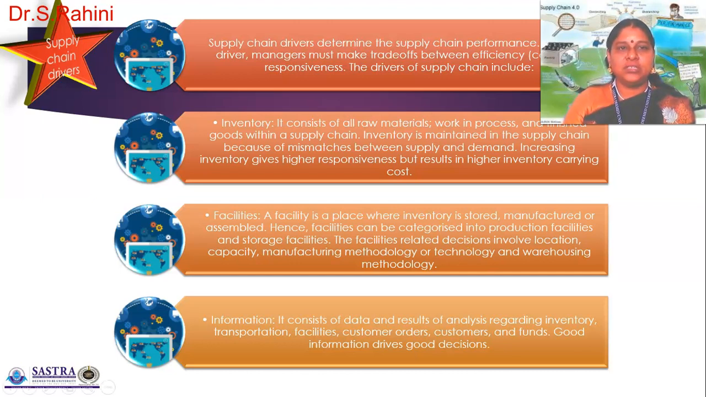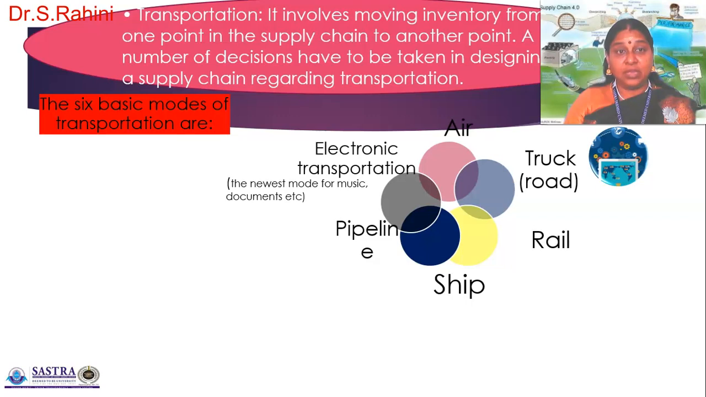So these are all the supply chain drivers. A manager should look into the process and trade-off between efficiency as well as responsiveness. If he is very particular about all these things, keeping the inventory safe, the facilities in a proper manner, and information in a suitable way, then he can manage the positions and supply very easily with a greater response, which will give them a lot of benefits in the retail industry.